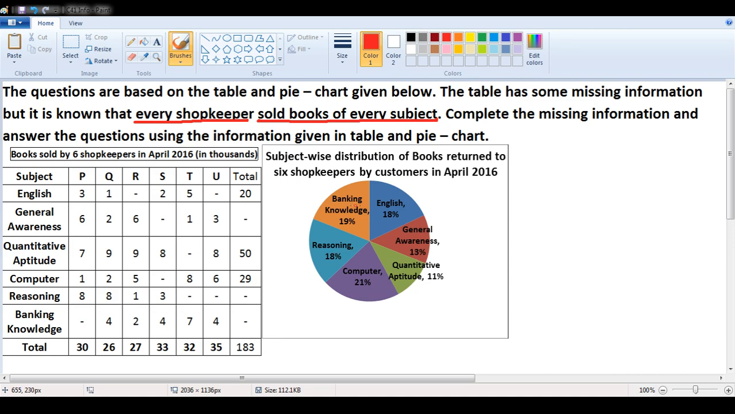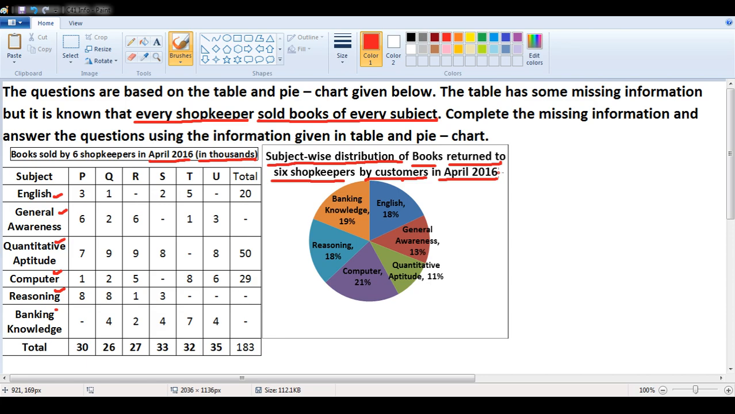The table is telling you about books sold by 6 shopkeepers in April 2016, and it is in thousands, right? That many thousands of books are sold by 6 shopkeepers: P, Q, R, S, T and U. The different subjects are English, general awareness, aptitude, computer awareness, reasoning and banking awareness. And the pie chart is telling you about the subject-wise distribution of books returned to the 6 shopkeepers by customers in April 2016. Right? The percentage returned is what is mentioned in the pie chart.